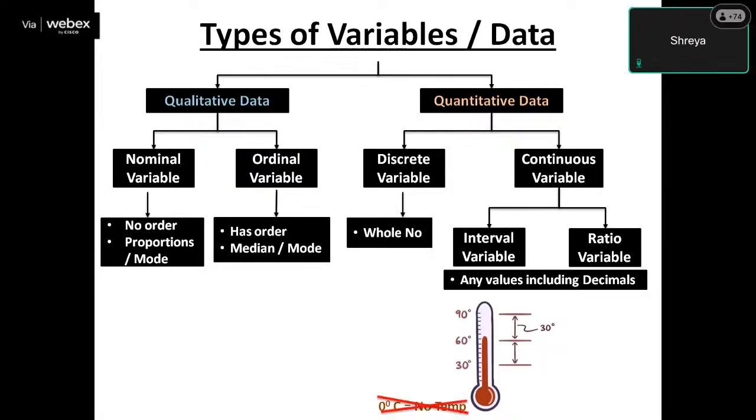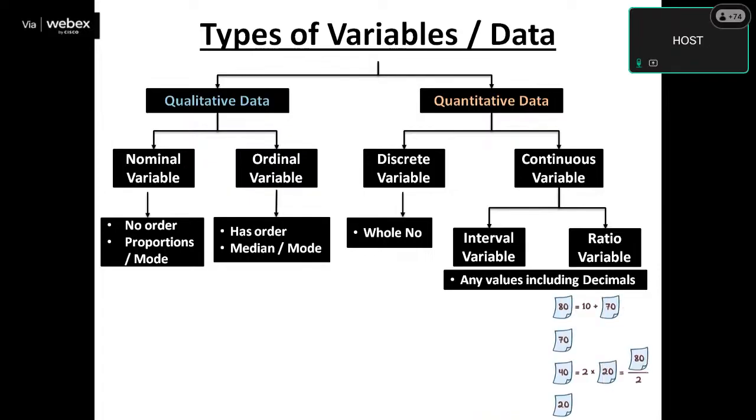The other one is the ratio variable, where there is a meaningful zero also. For example, height cannot be zero, so zero has a meaningful value. Test scores are also ratio variables, though not an MCQ, which has negative marking. But we can say that 40 marks can be a multiple of 20, or half of 80. So these are the various types of variables.